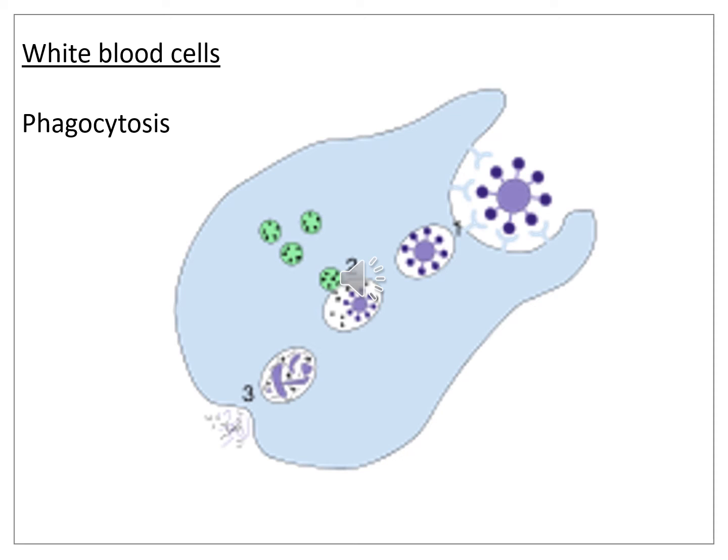This diagram represents phagocytosis. In the top right-hand corner, you can see the white blood cell is engulfing the pathogen. Once the pathogen is completely engulfed and inside the white blood cell, enzymes will bind with it and cause it to become digested. Once it's been broken down into non-harmful components, these can either be excreted from the white blood cell or they can be retained for future use.